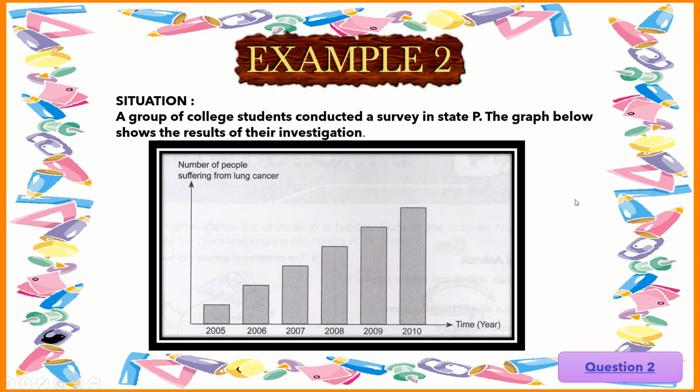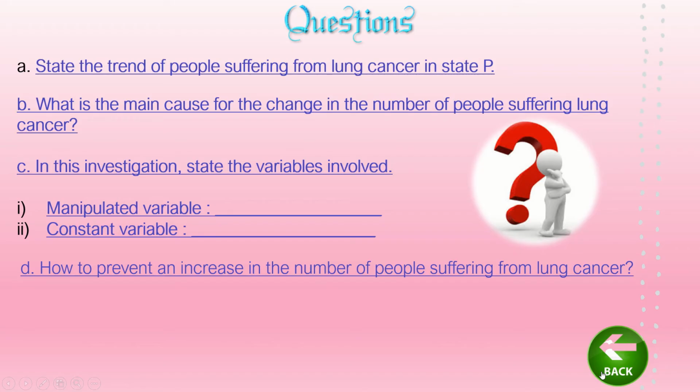Example 2. Situation. A group of college students conducted a survey in state B. The graph below shows the results of their investigation. These questions are based on the bar chart. Here is the number of people suffering from lung cancer. This is the Y axis and the X axis is the time, in years. The data show the period from 2005 until 2010. Let's go to the questions.